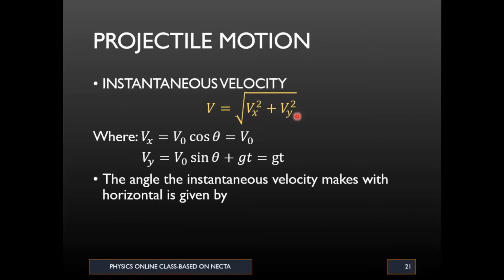The angle that the instantaneous velocity makes with the horizontal is given by tan of alpha is equal to vy divided by vx. Remember, this angle alpha is the angle at any point within the trajectory of the projectile.